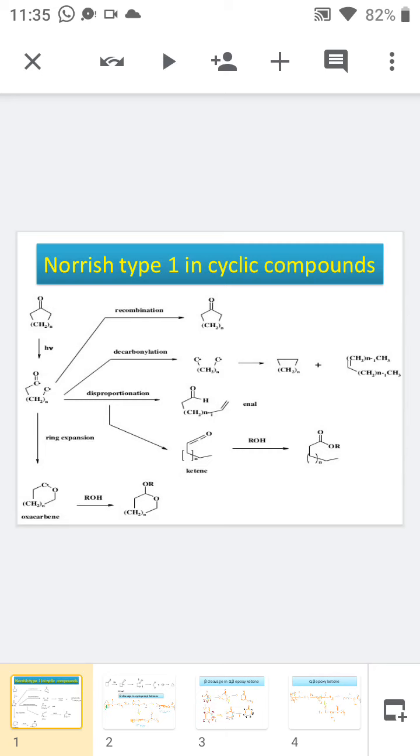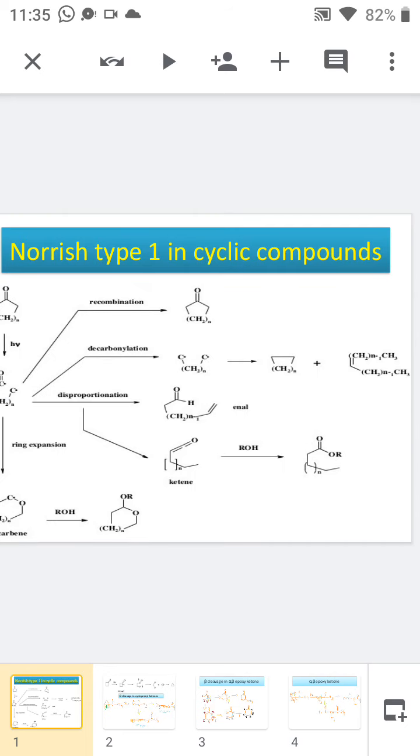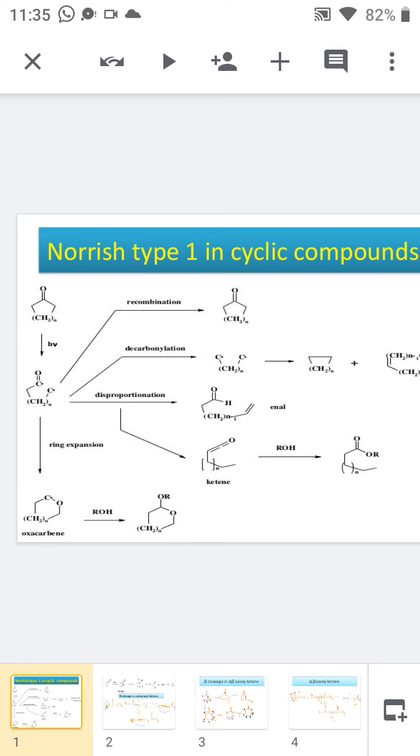Everybody. Today we will discuss the next topic of photochemistry, that is Norrish type 1 in cyclic compounds. In the last class we discussed the photochemistry of cyclic carbonyl compounds, and we have already discussed the Norrish type 1 in a cyclic carbonyl compound. Yesterday we already pointed out that in Norrish type 1 the alpha cleavage will occur.